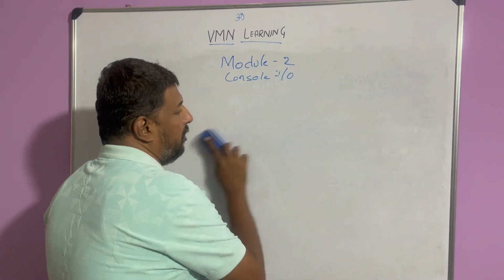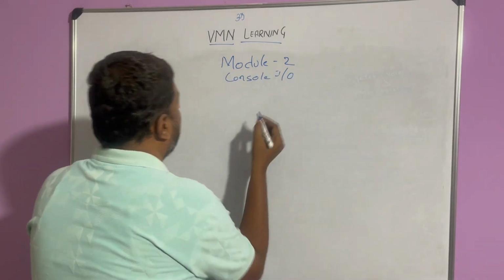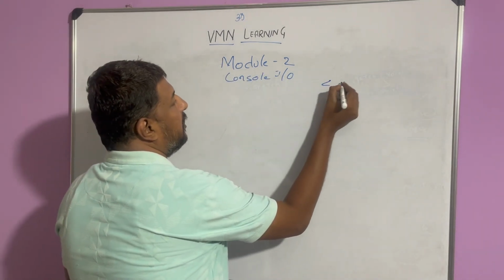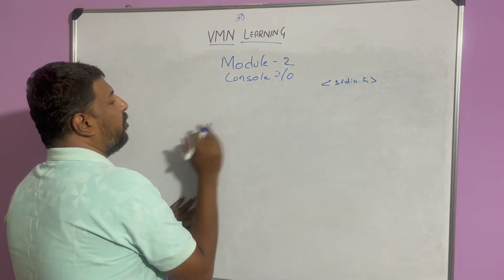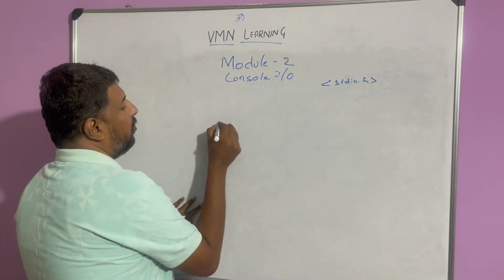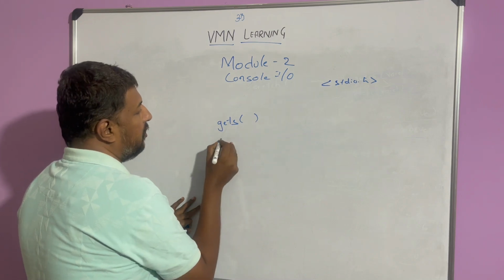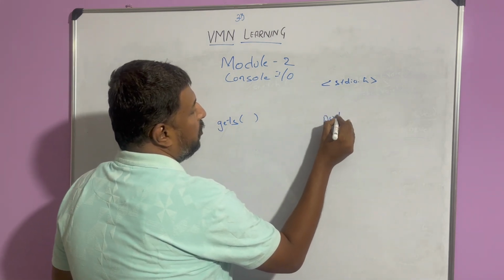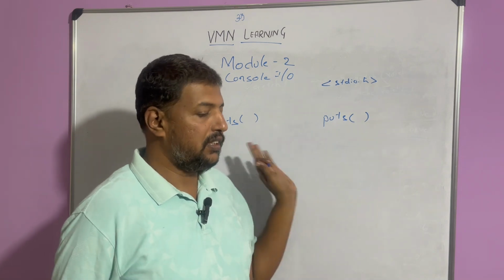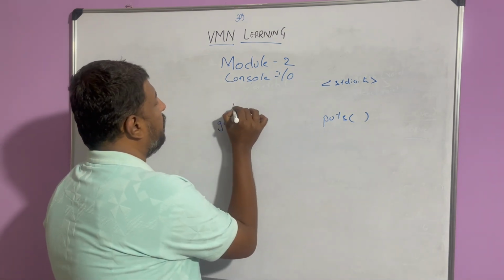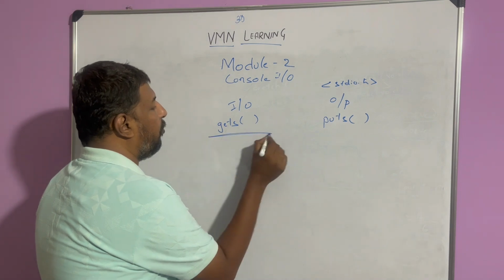How to get and put strings? We have two operations from the same library: gets, get string, and puts, put string. We don't say put string, we just say puts. Gets and puts: gets is for input, and puts is for output.